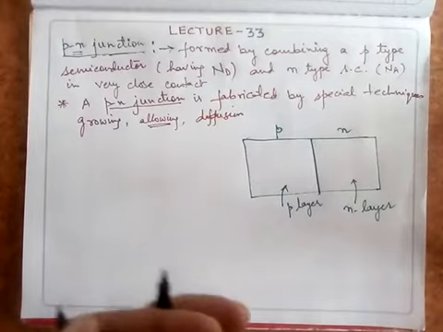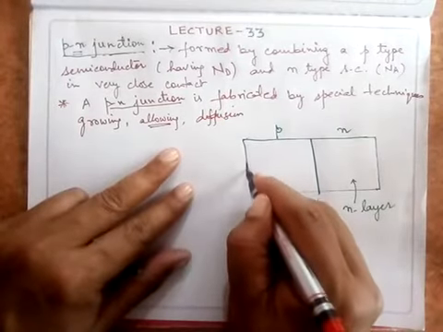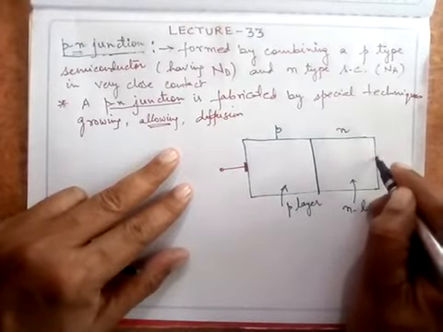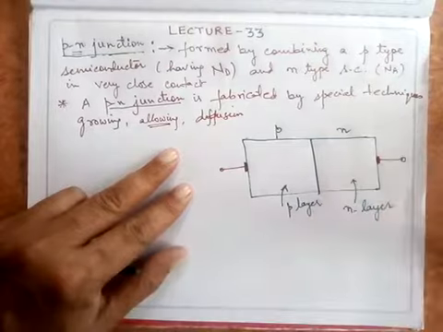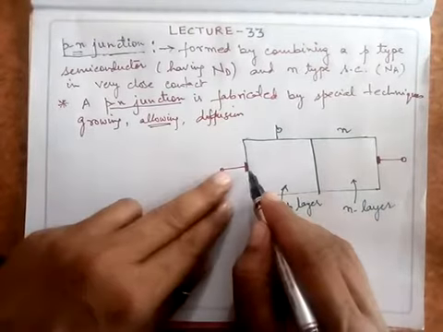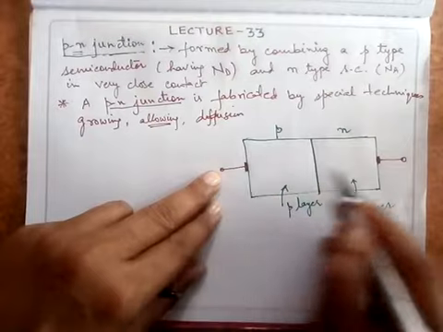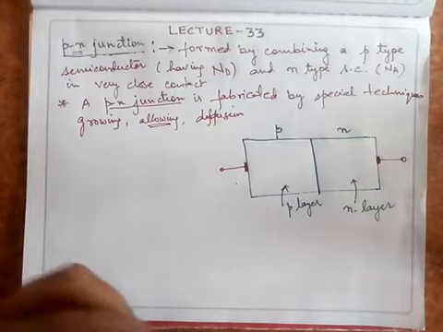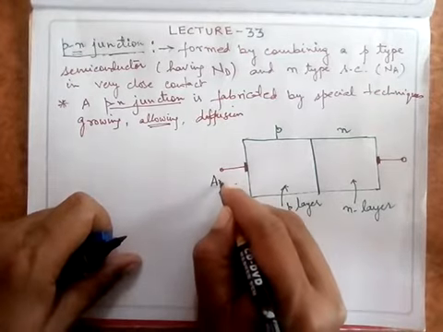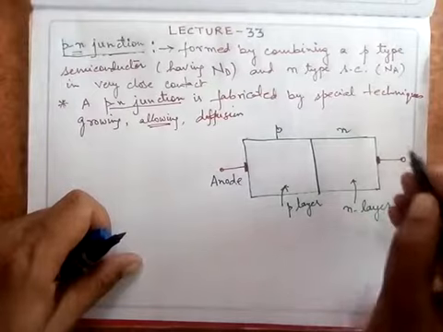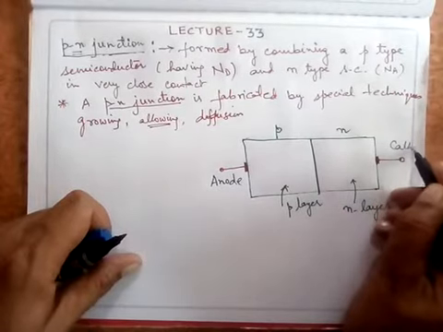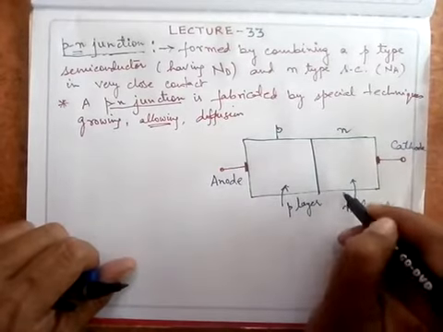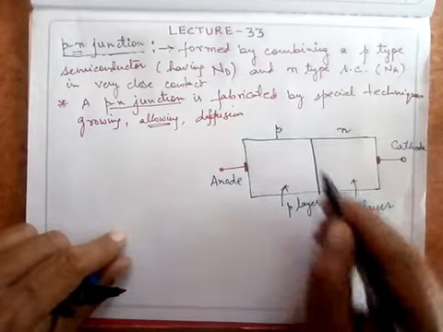Now if I take some ohmic contacts from here and take out two leads, one lead is this and another conducting lead, an ohmic contact, is here. The terminal which is connected to the P side is called the anode, and this is called the cathode, the terminal connected to the N layer. There are two layers, P and N, and this is called a junction.